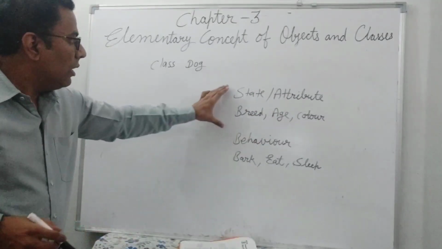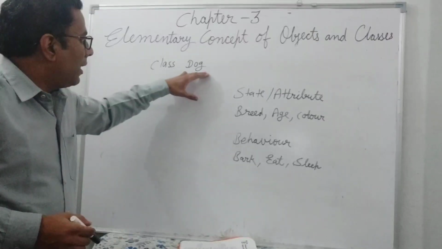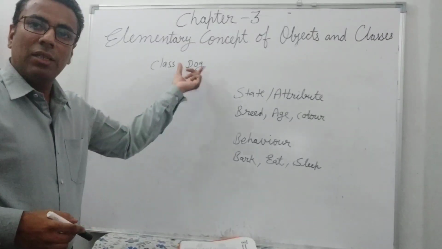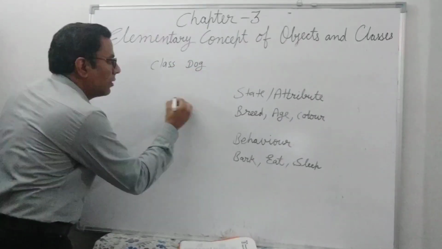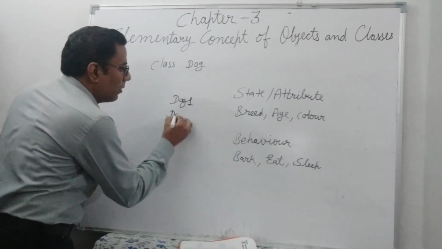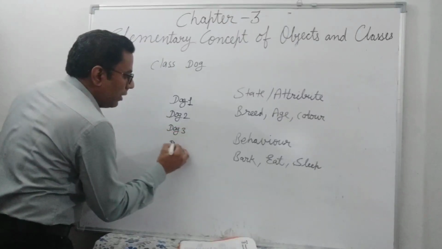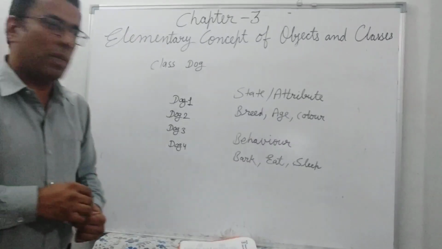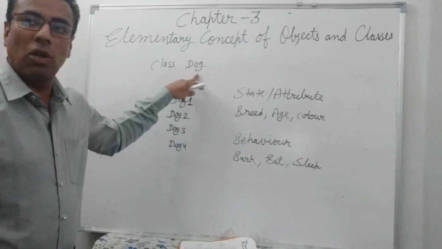Now I am creating the objects of the class Dog, and I am creating 4 objects here. So 4 objects means Dog1, Dog2, Dog3, and Dog4. You can create many objects, but here I am creating only 4 objects of the class Dog.